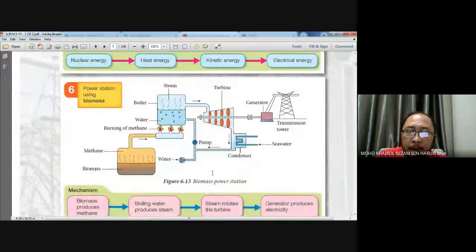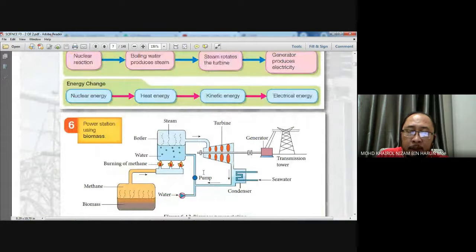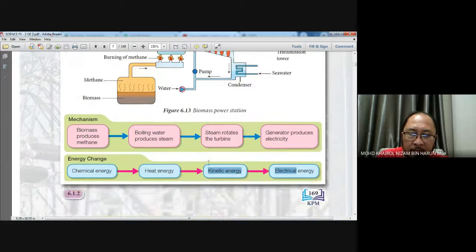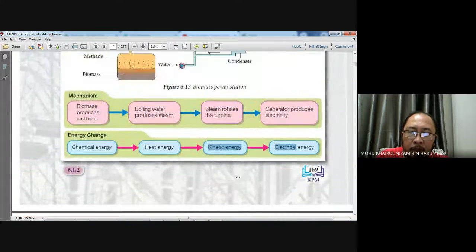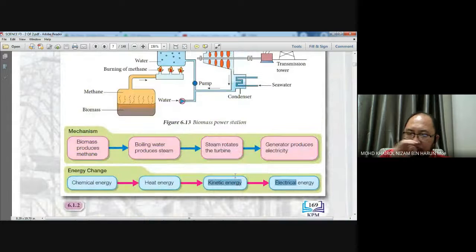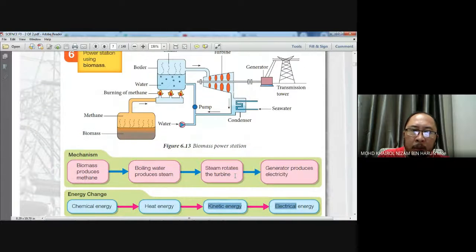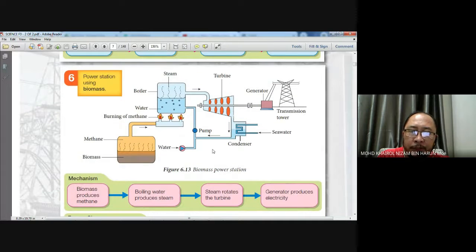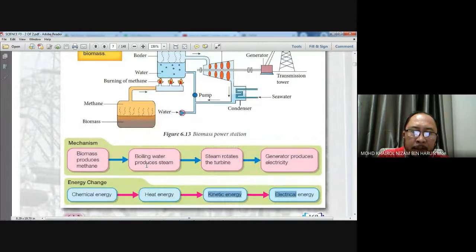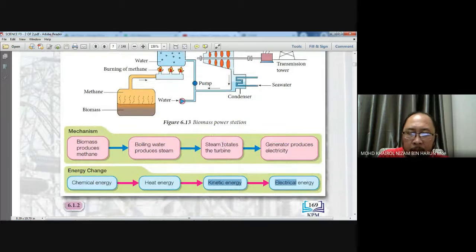Okay, so that is the overall about the power station that uses a turbine to rotate the generator to generate electricity. So I hope that you can try to understand how the power station functions, by looking at the main concept and how the mechanism of each power plant.